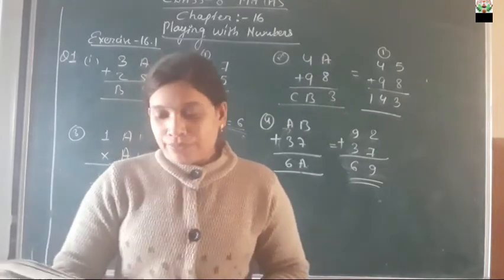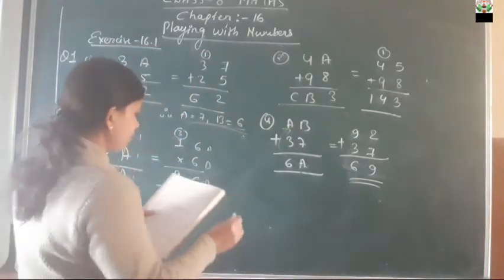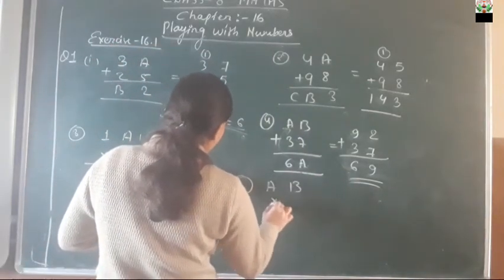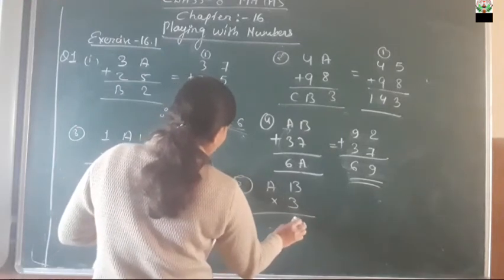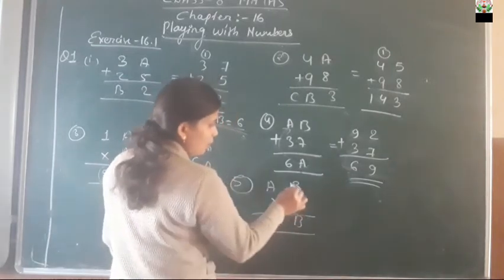Moving toward the next question, that is question number 5. So here we are having question number 5: A B into 3 upon B, A and C. This is the number we are having. So look at over here.